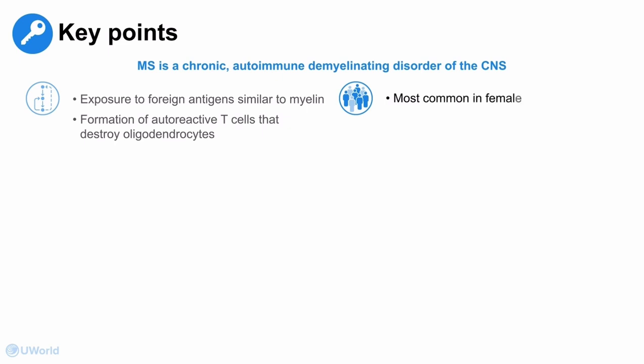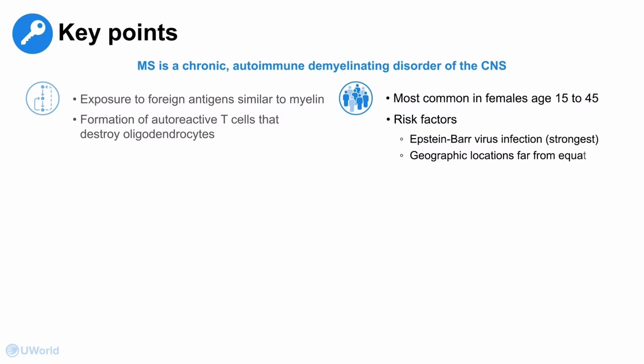It most commonly presents in females age 15 to 45. Epstein-Barr virus infection is a key risk factor. Other factors include geographic locations farther from the equator, reduced sun exposure, and vitamin D deficiency.